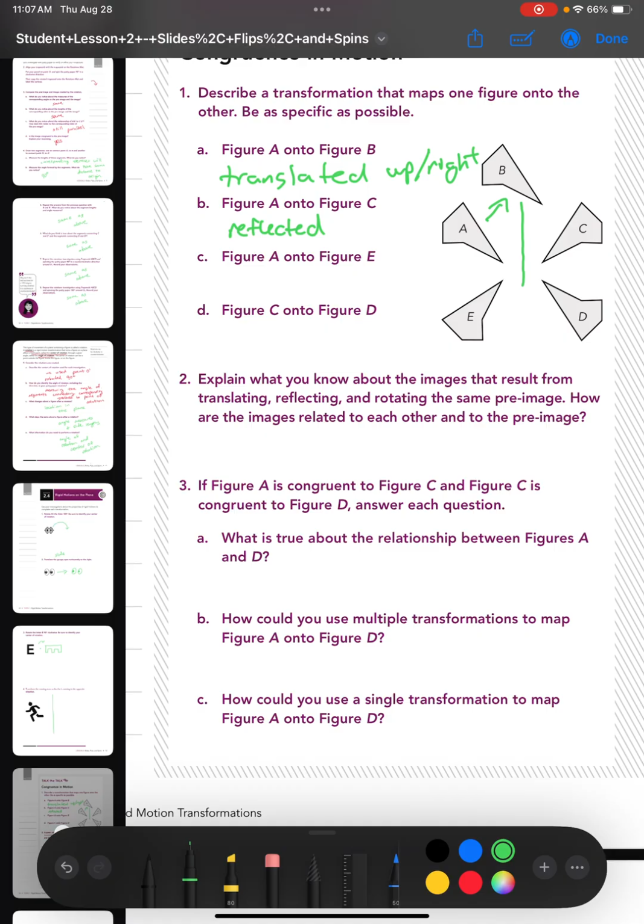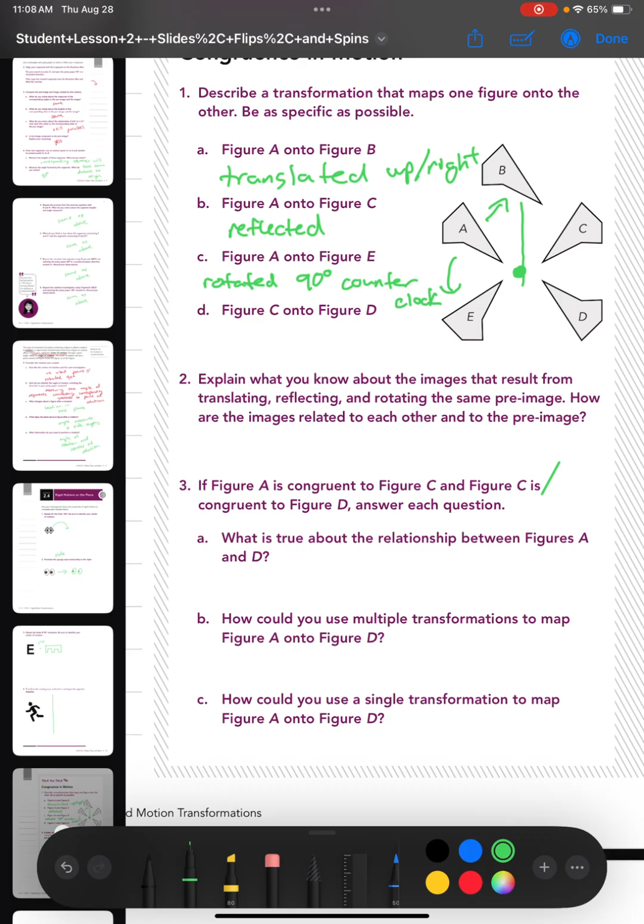Figure A to figure E. Okay, they're both facing in the same orientation, so it's not reflected. That has been rotated. If we call it a point of rotation here, that's been rotated counterclockwise, and it looks to be about 90 degrees. We'll just estimate. So rotated 90 degrees counterclockwise.